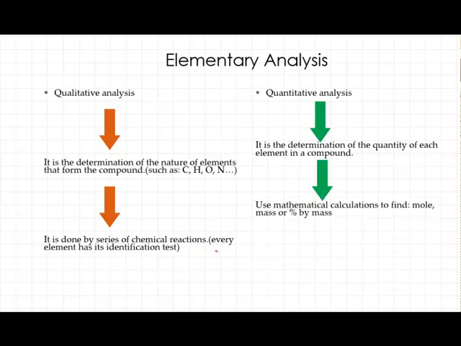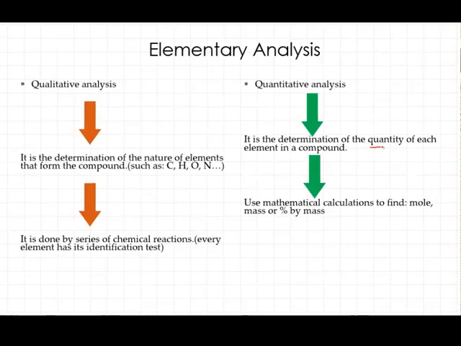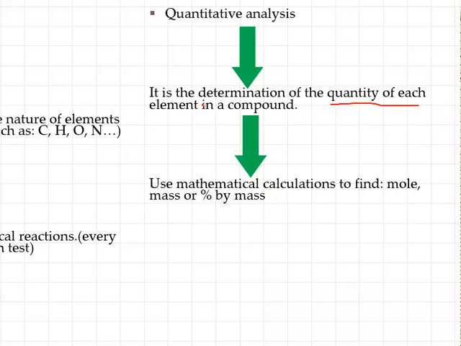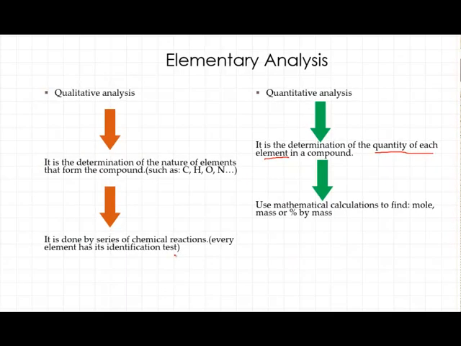What is the aim of quantitative analysis? زي ما قلنا is to determine the quantity of each element. How to determine the quantity of each element? By using mathematical calculation. We have the mole, we calculate the mass, or determine the percent by mass, or determine the number of atoms in a molecule. Any mathematical relation we take in chemistry is used in quantitative analysis. It depends on the result of the qualitative analysis.